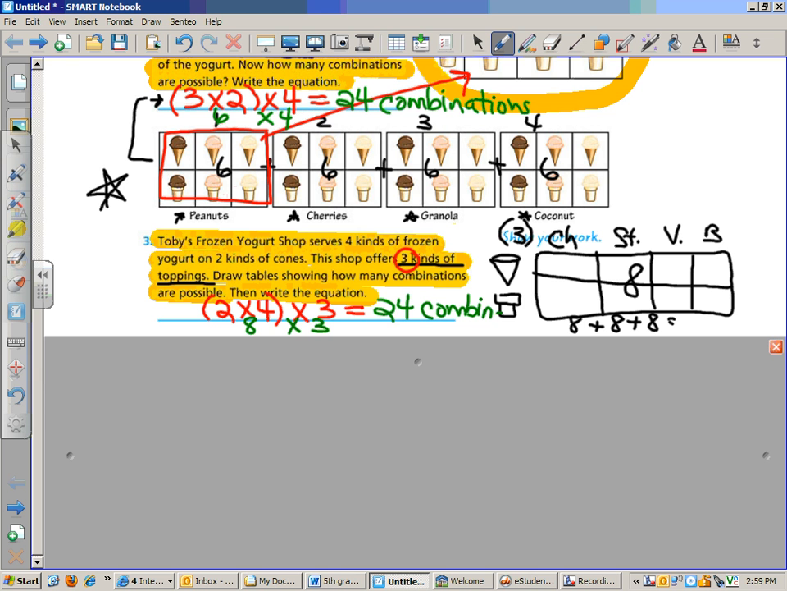combinations. So what we're going to be working on tomorrow when we're doing multiple combinations is building those equations with parentheses. What are we going to do first? And then adding that second step into it to figure out how many combinations.